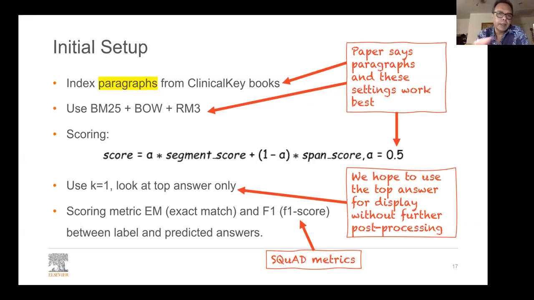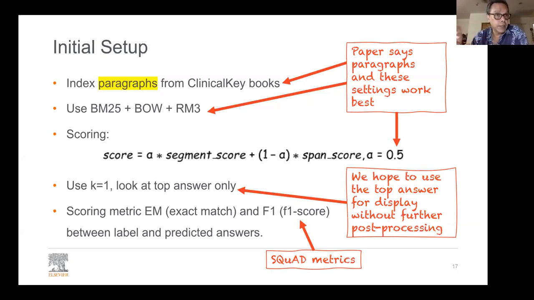So our findings were in line with what the paper said as well. Also for the scoring, as I told you, it's a linear interpolation of segment and span score, where alpha is the interpolation constant, and they chose 0.5, and we did the same, right? So the segment score and the span score have equal weight in the final score. One place where we diverged from the paper was that we insisted on using k equals 1. All the results that Anserini or BERTSerini gave us were at k equals 100, k equals 30, and so on, where they're looking at the top 100 results of the top 30 answers returned by Anserini, and computing their F1 scores and the EM scores. We'll come to that soon.